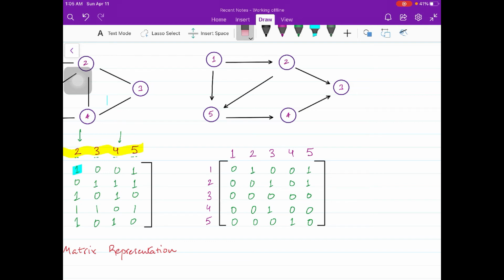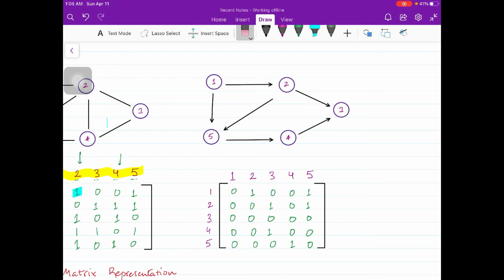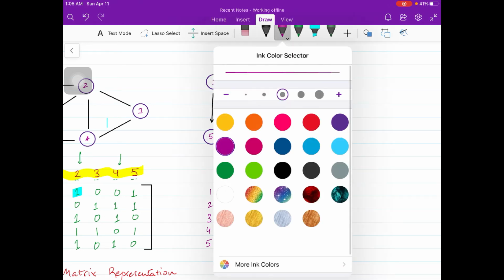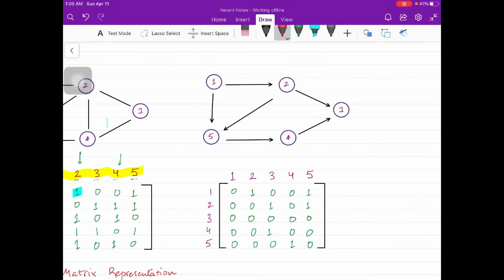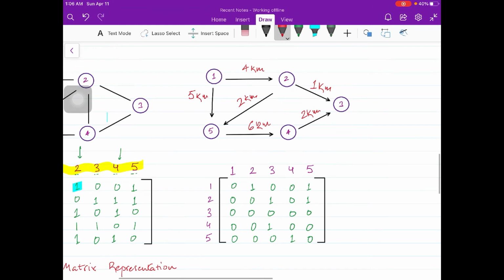Now the question would be, what if there are weights to these edges? Weights means, let's suppose 1 and 2 are represented by cities, a very practical application, and this edge is representing a distance, let's say 4 kilometers. This 1 to 5 is representing another distance, let's say 5 kilometers. I'm just making up numbers by myself, this is 6, this is again 2, right? So now how do we account for these weights on edges? Could you think over it?